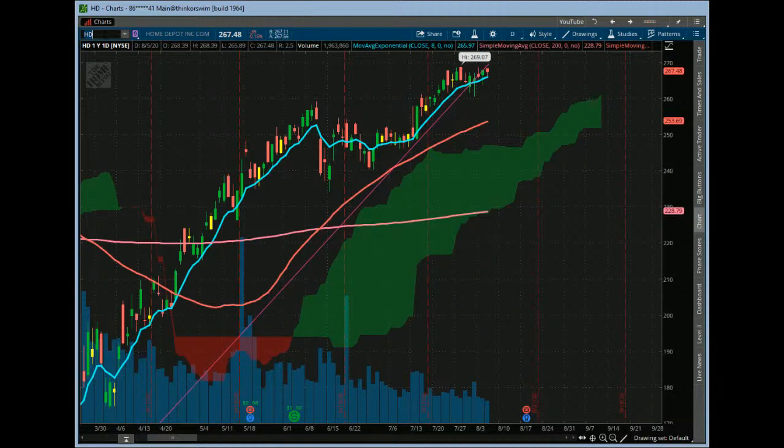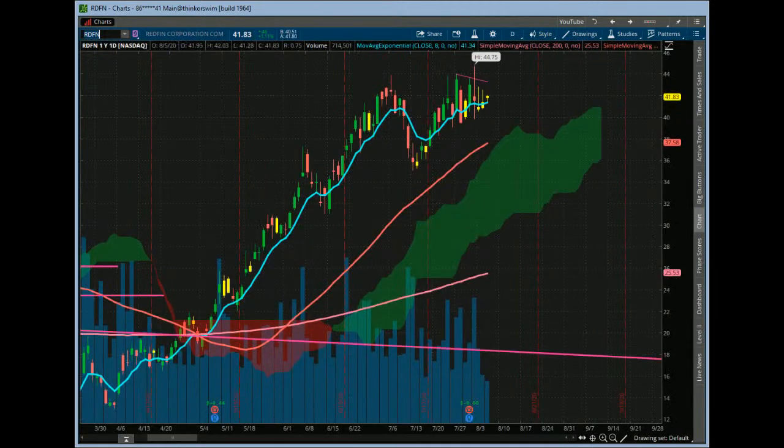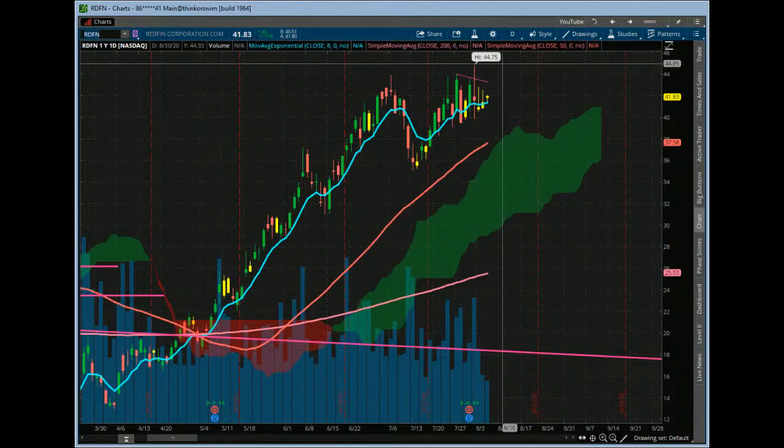But yeah, it's still holding the ADMA on this one. RDFN. Triple inside day, so that could be interesting too. Yeah, Redfin's pretty interesting, right? So we've been looking at it, kind of stalking it right here. So getting really, really tight, triangle type stuff right here. So let's see if we can break out of that one way or the other as well.